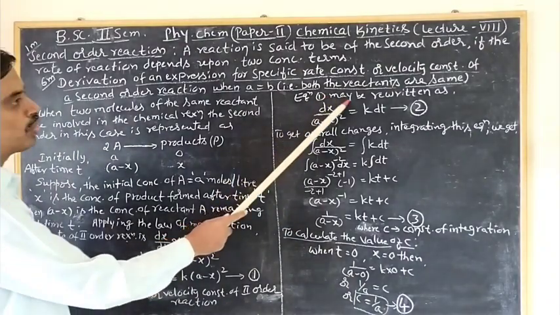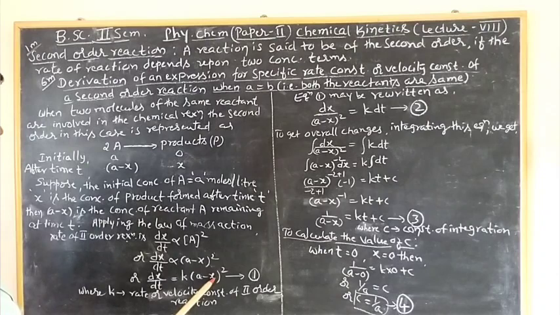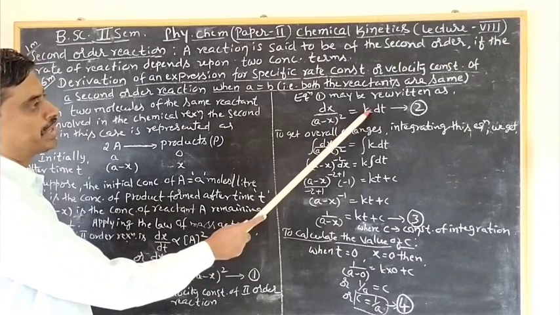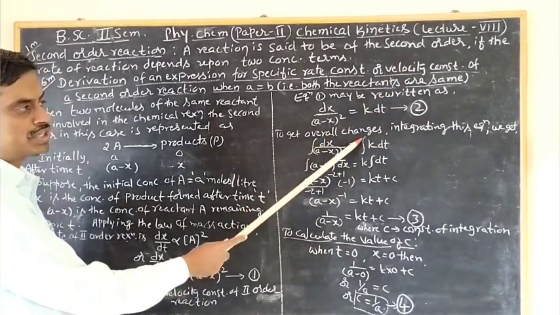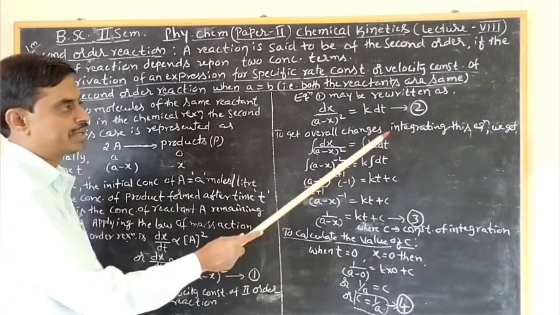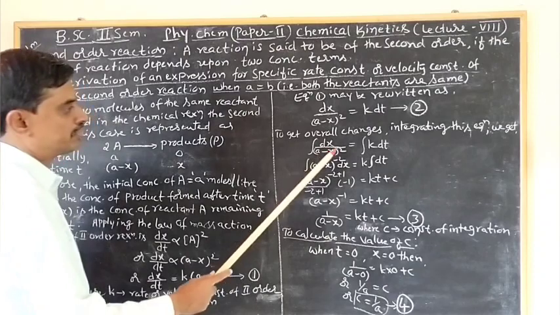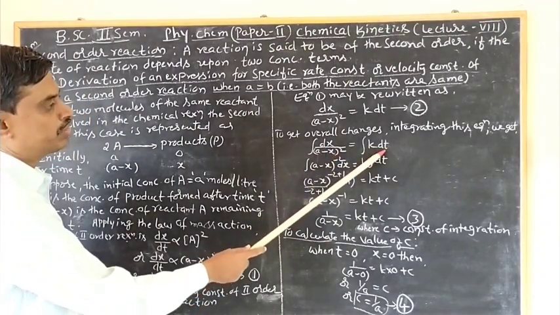Then equation 1 may be rewritten as, just rearrange the terms. To take this (a minus x) whole squared to the denominator, this is to the RHS. So dx by (a minus x) whole squared is equal to k into dt, equation number 2. To get overall changes in different intervals of time, integrating this equation, we get integration of dx by (a minus x) whole squared is equal to integration of k dt.